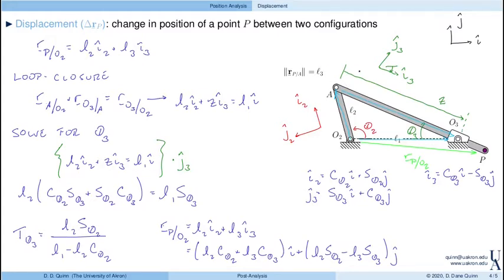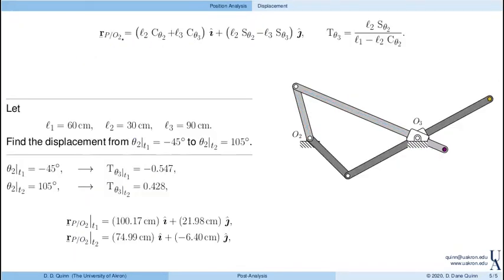And the loop closure equation just depends on this distance z in the I3, which is the distance between A and O3. And finally, we have the position of P with respect to O2. And in order to solve that, we would need the results from our position analysis and the loop closure equation so that we can solve for theta 3. So here it is again, position of P with respect to O2 and our solution to solve for theta 3.